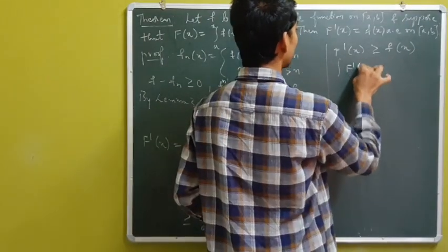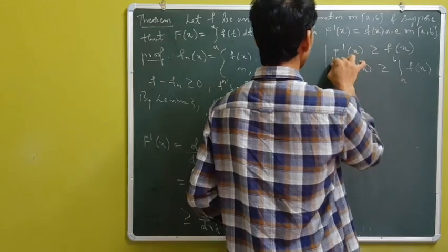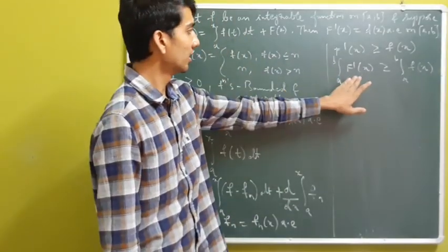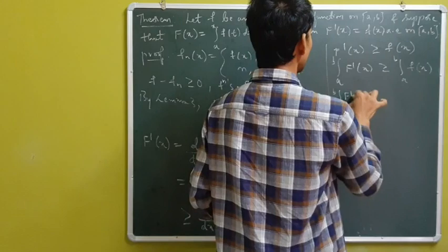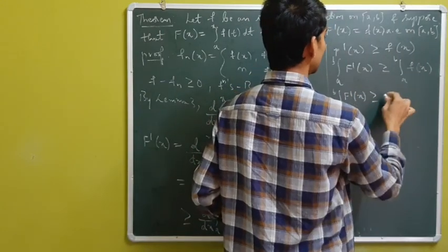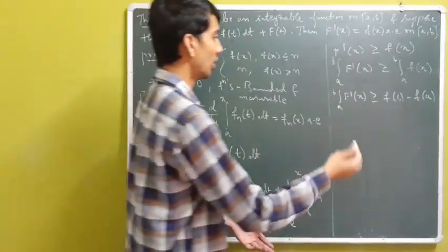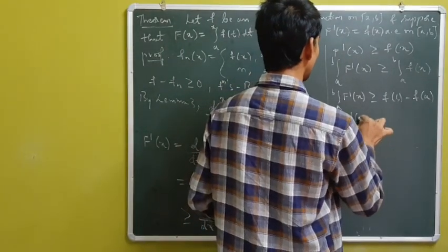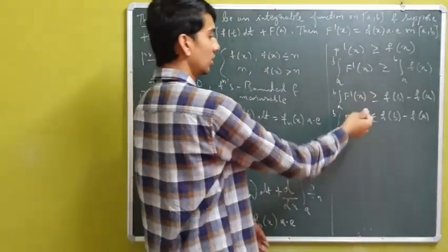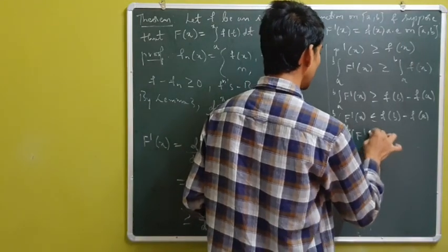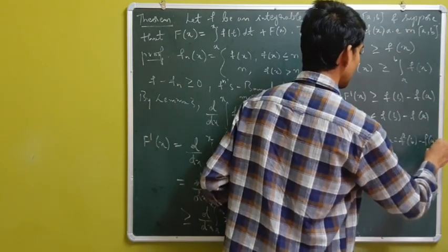Consequently, the integral of f dash of x will be greater than or equal to the integral of f of x over a to b. So this is the integral of f of x, which is equal to f of b minus f of a. But I always have the integral of f dash of x less than or equal to f of b minus f of a. So these two inequalities imply the integral from a to b of f dash of x dx is the same as f of b minus f of a.